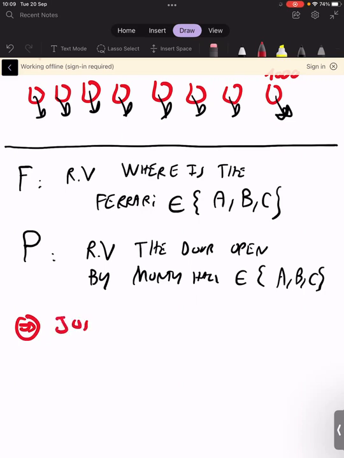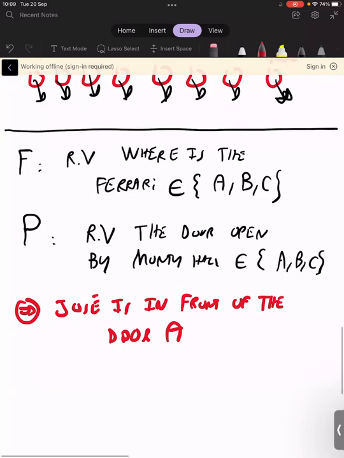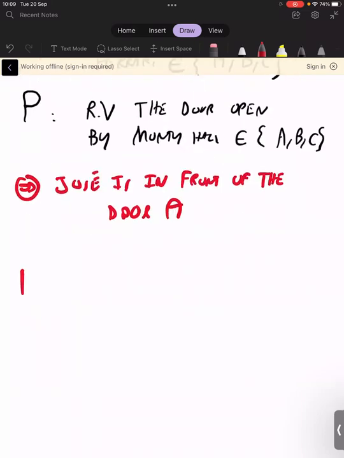José is in front of the door A. He doesn't open it, but he is in front. And so what I want to calculate, to have a good mathematical answer to this conflict, is the probability that the Ferrari is in A if I know that Monty Hall, the presenter, opened the door B.